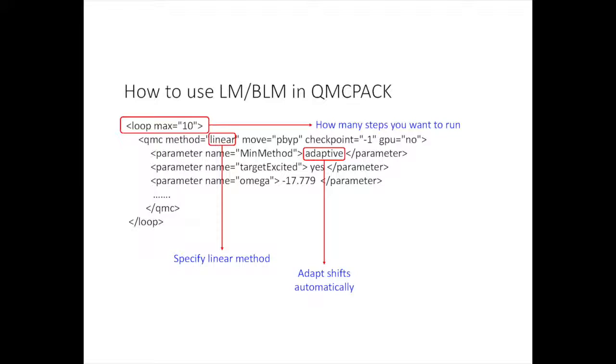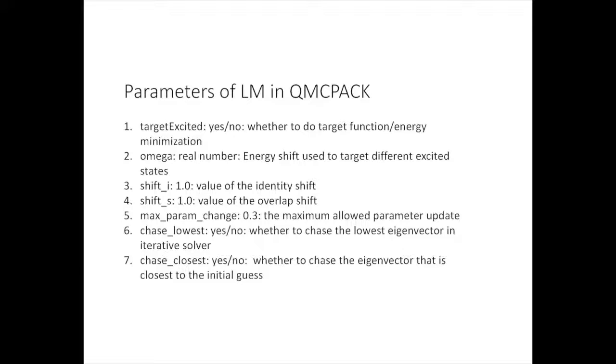And then you have to specify linear method here in the QMC method, and you need to use the adaptive shift like I just described. It's going to automatically adjust the shift value in the optimizer. So you need to specify adaptive in the minimum method keyword. And then there are a few additional parameters of the linear method. The first one is target excited state. It's going to determine whether you're going to just optimize the energy or optimize the excited state target, the big omega. And of course, if you want to do the big omega stuff, you need to set omega, the energy shift used to target different excited states.